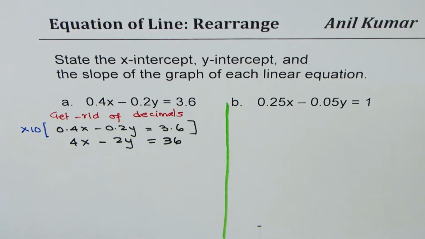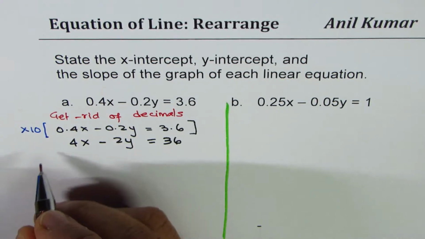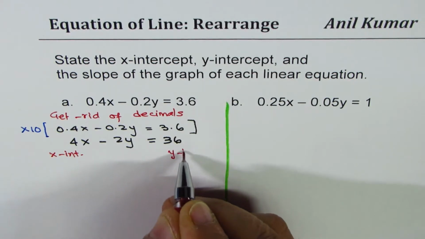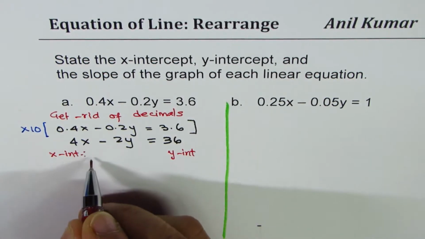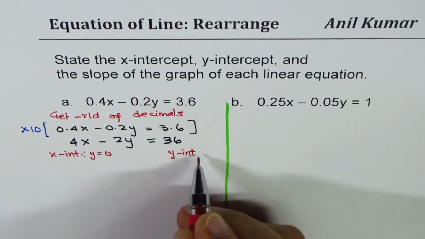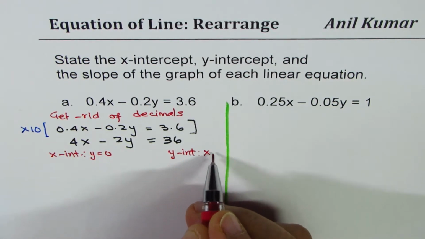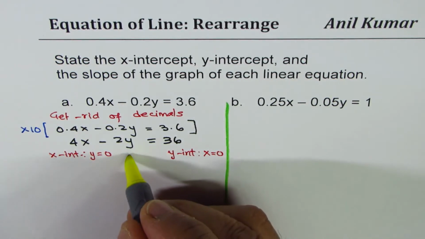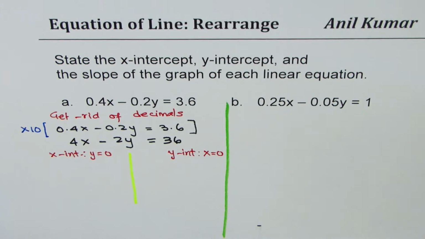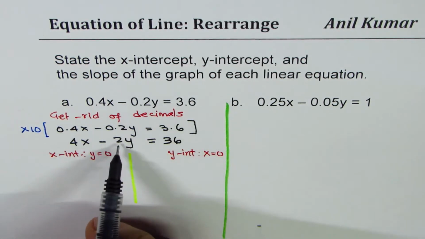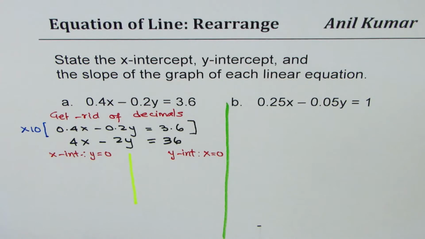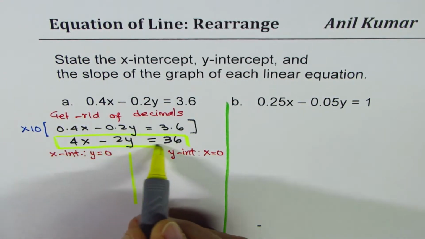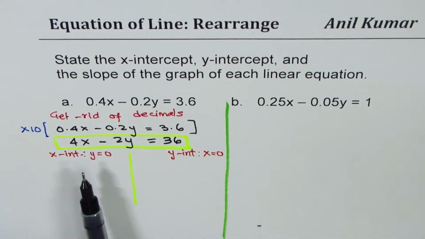Now let's continue and find x and y intercepts. So we'll do both x and y intercepts. What is x-intercept? X-intercept is a point where y equals 0 and y-intercept is a point where x equals 0. This is important. So let's find what these points are. If I equate y equals 0 in my equation, which is now this one, so now we'll actually work with this equation.